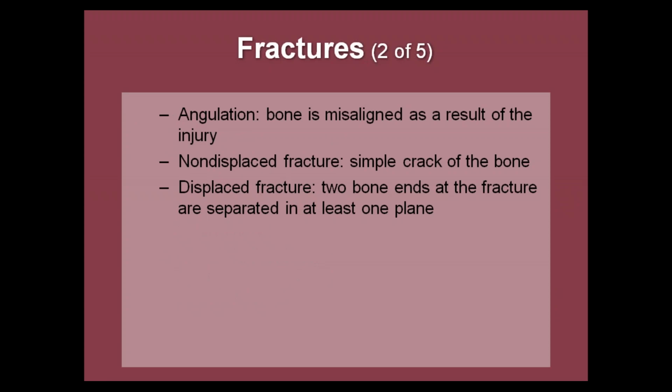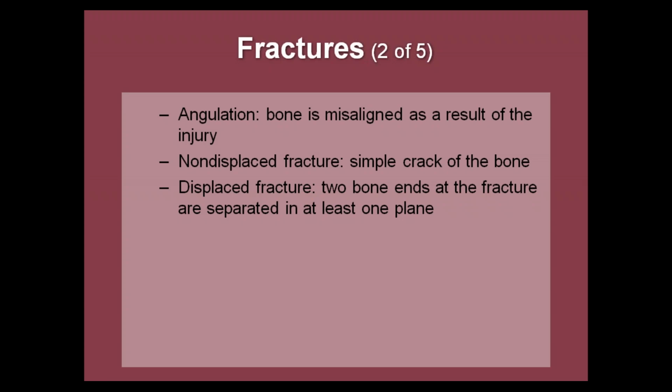Angulation is when the bone is misaligned. So there's that terminology: angulation, the bone is misaligned as a result of the injury. A non-displaced fracture is simply a crack of the bone. So you could have bone fractures with no displacement of that bone. We might see that with vertebrae. We might see that with arms. The first time I broke my arm, I had a non-displaced fracture of both my radius and my ulna. Kind of just one of those things.